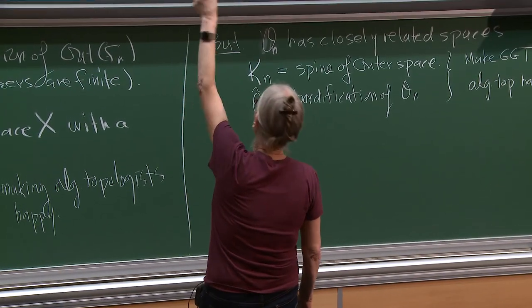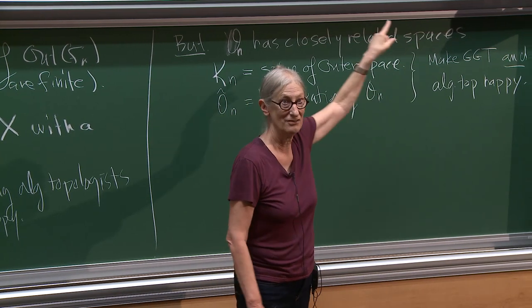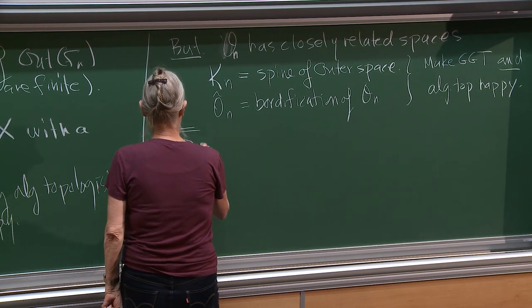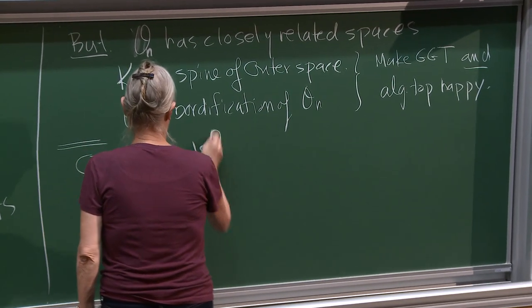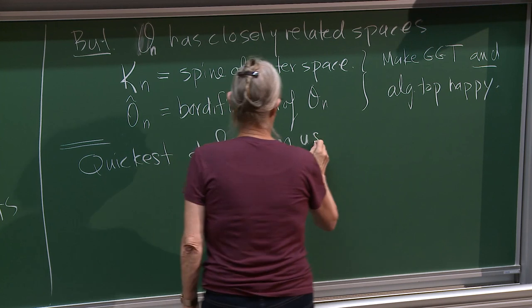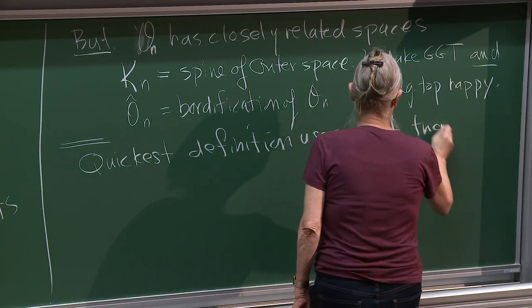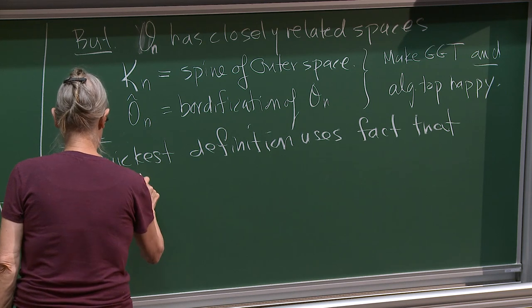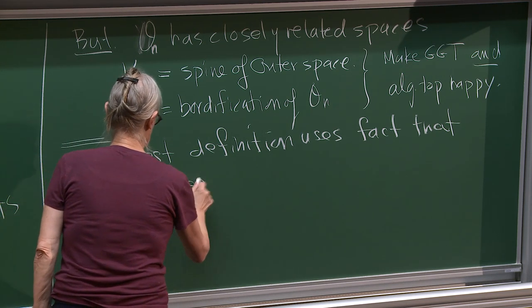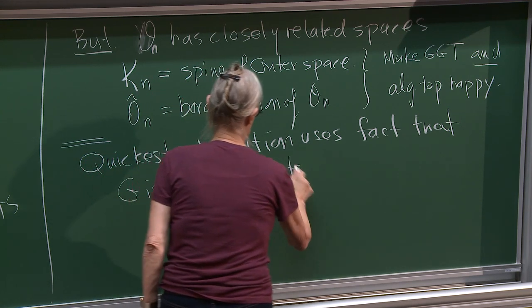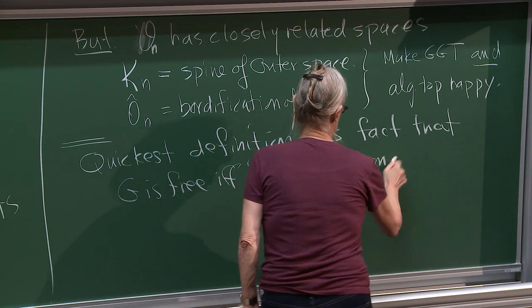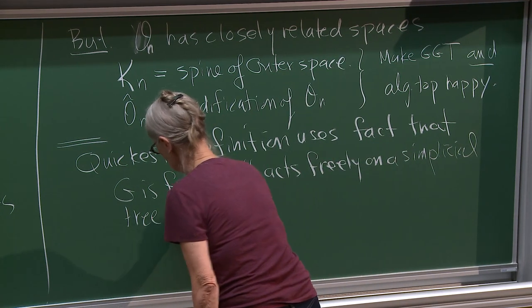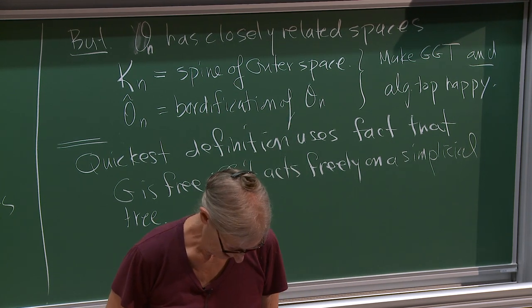So we've talked about graphs, we've talked about this three-manifold. Actually, the quickest definition of outer space doesn't use either of those ideas of a free group. What else is a free group? It uses the fact that a group is free if and only if it acts freely on a simplicial tree. So the free group is definitely free, and it acts on trees.